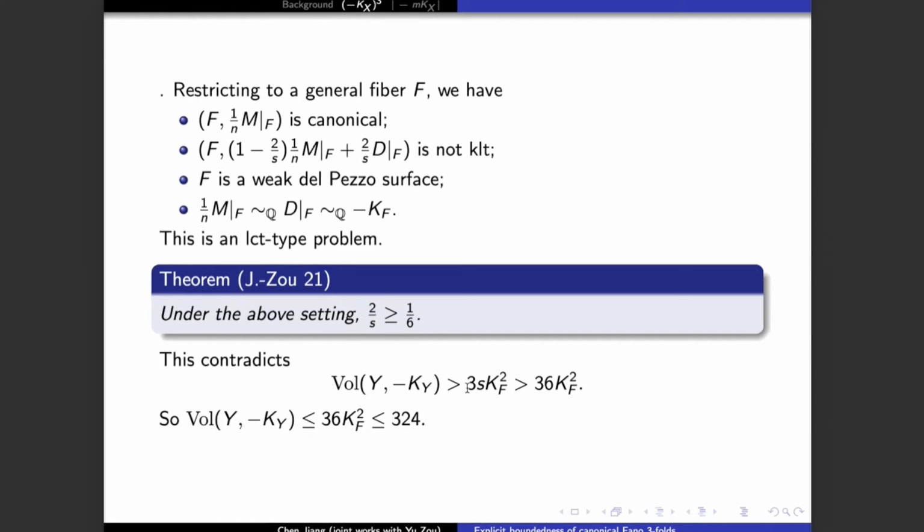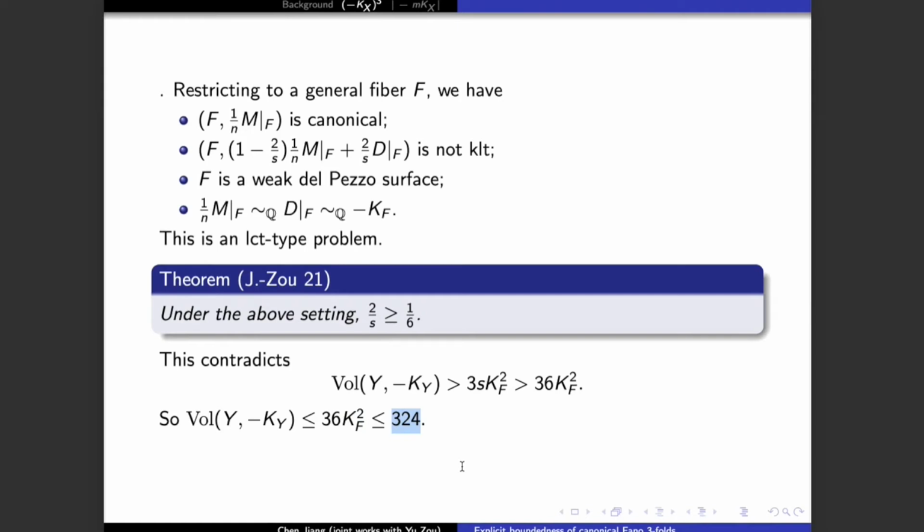Okay, but here by the construction, remember that the definition of S is as this. Then by construction, S should be bigger than 12. So this is a contradiction. Then that means from the beginning, this assumption is wrong, right? So then the volume should be bounded by this 36 K squared. And we know that the K square of F is bounded by 9, so this number becomes 324. So this is basically the proof.